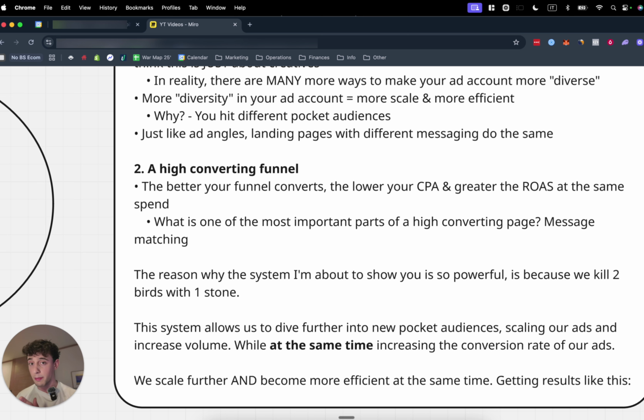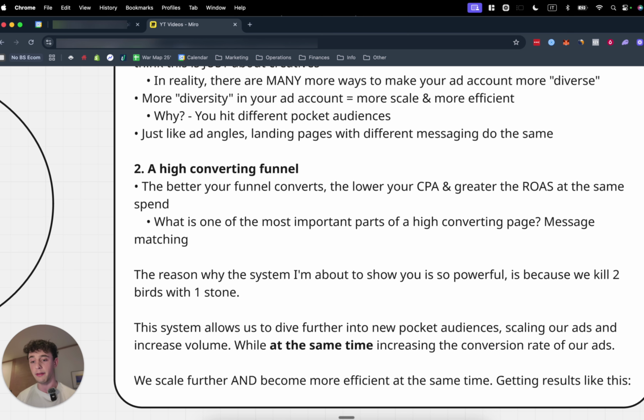However, once again, people don't put too much focus on this when they should. Now, what is one of the most important parts of a high converting page? Message matching, right? Making sure that the messaging between the ad and the landing page is congruent. All the main benefits, features, the big promise, the guarantees, the CTAs you're using in that ad should be congruent with the page to the best of your ability. And the more congruent that is, the higher your conversion rate will be.